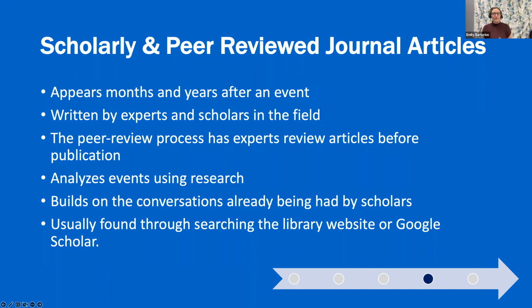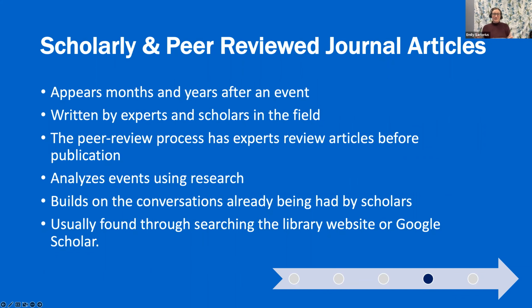That's what peer-reviewed means. This reviewing process, though, takes time. It takes a long time sometimes. And because of this, we start to see scholarly and peer-reviewed journal articles appear after an event, months after the event occurs. It can take even years after the event occurs for some of these articles to be published. The articles typically analyze events using research, and they build on conversations already being had by scholars. So the time to collect these resources, to write it, to review it, to sometimes rewrite certain parts, all of that takes time. So that's why they appear a few months after the initial event.